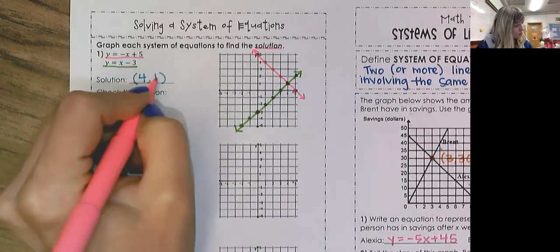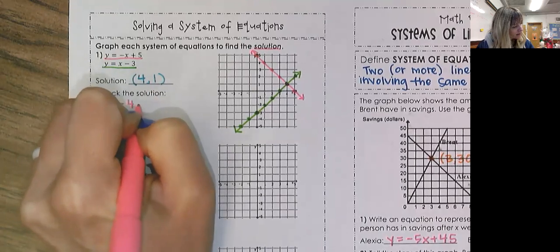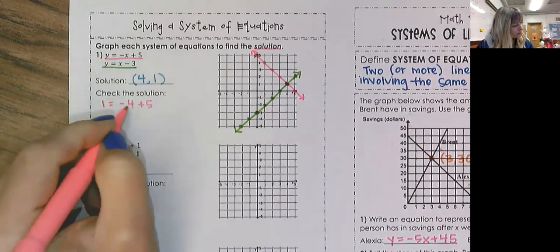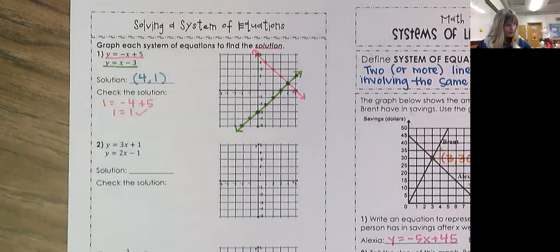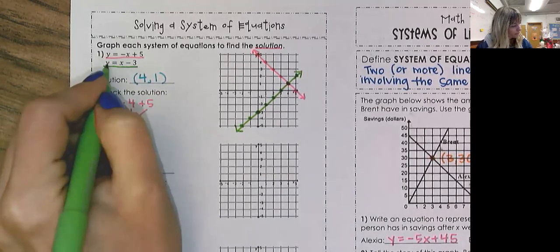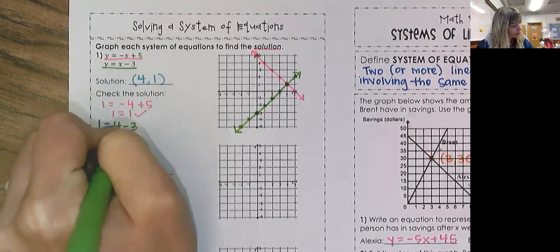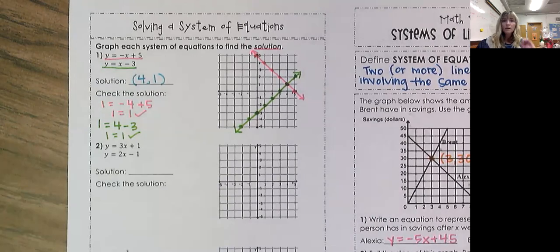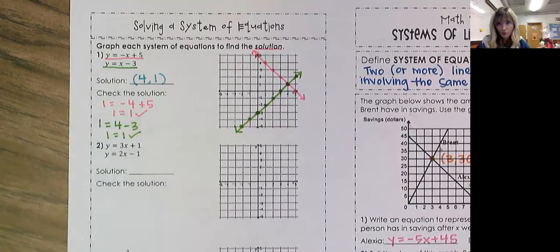Here I go. 1 goes in for y, -x. Is 1 equal to -4 plus 5? Yeah, that says 1 equals 1. Check. Okay, it worked for that one, but it's not a solution to the system unless it works for both. So let's check the other one. 1 equals 4 minus 3. 1 equals 1. Check. It really, truly is a solution to the entire system because it's the one ordered pair that makes both of those equations true.